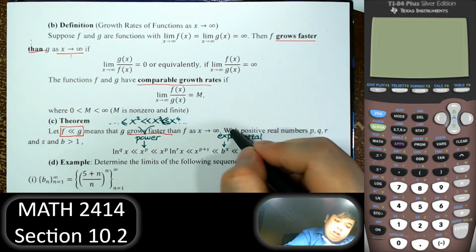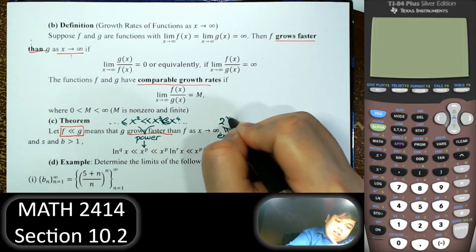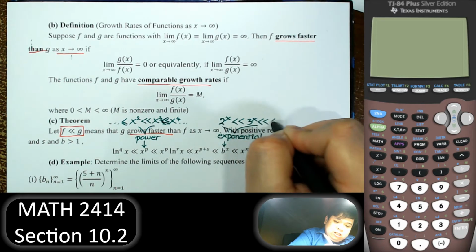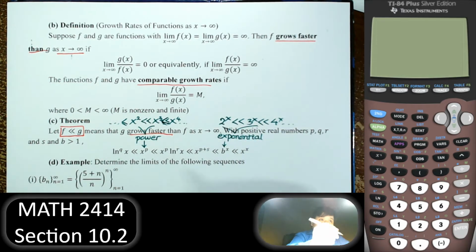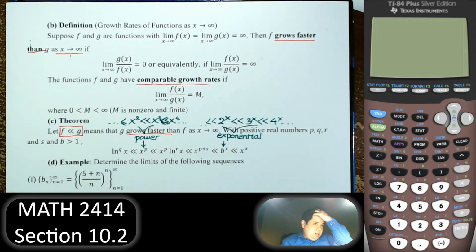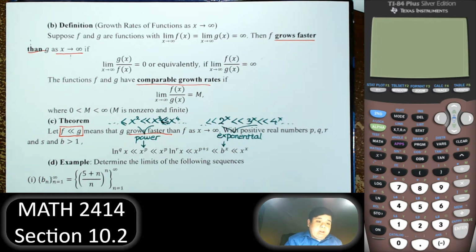And in the exponential, like 2 to the x is significantly less than 3 to the x. So the bigger the base, the faster it goes to infinity. So within each one of them we have those.